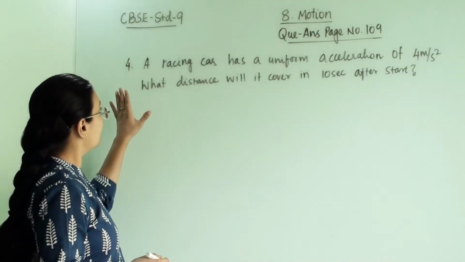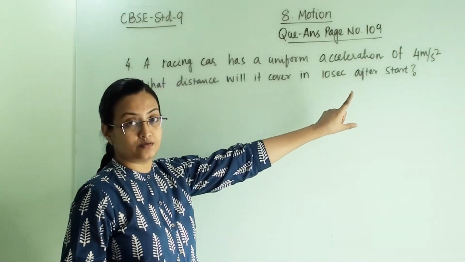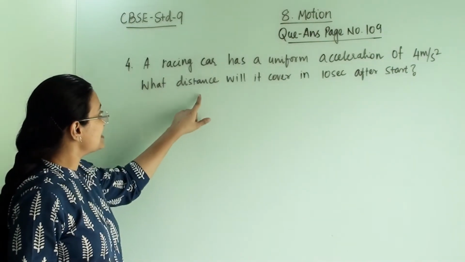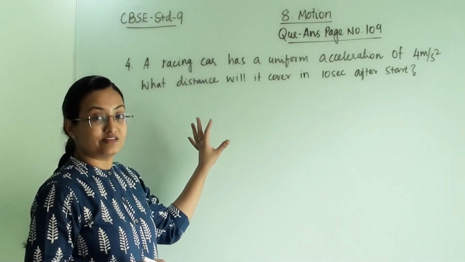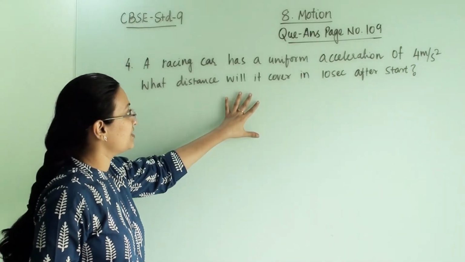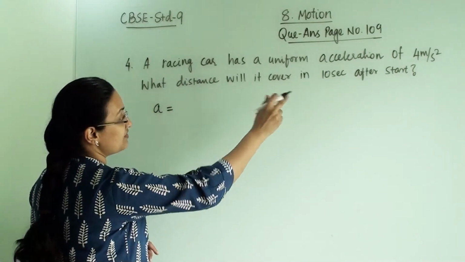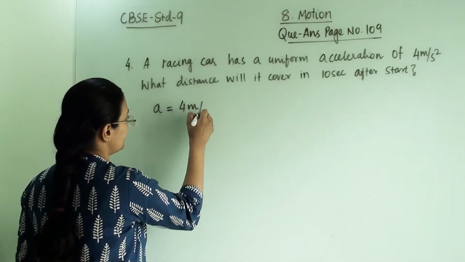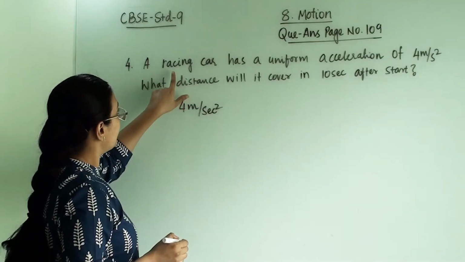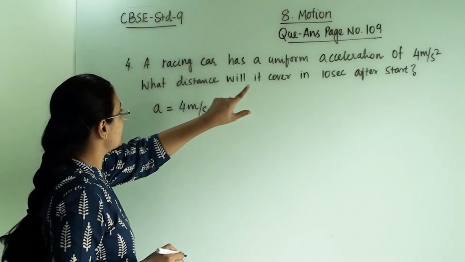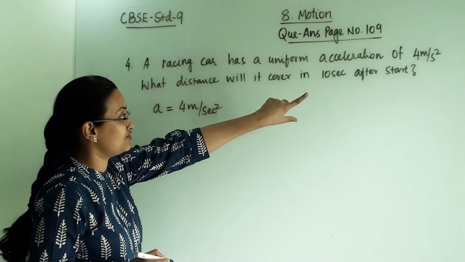Fourth numerical. A racing car has a uniform acceleration of 4 meter per second square. What distance will it cover in 10 seconds after start? So let us note down all the details given here. First is acceleration. How much have they given? It is 4 meter per second square. This much acceleration is there. And the racing car has a uniform acceleration. What distance will it cover in 10 seconds after start?